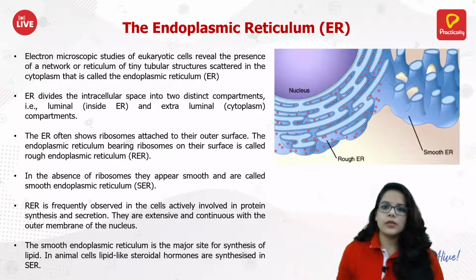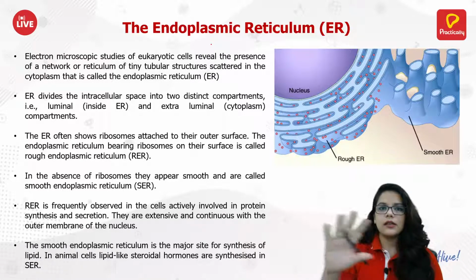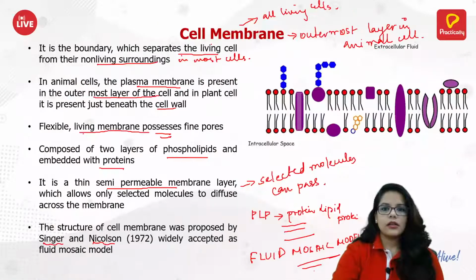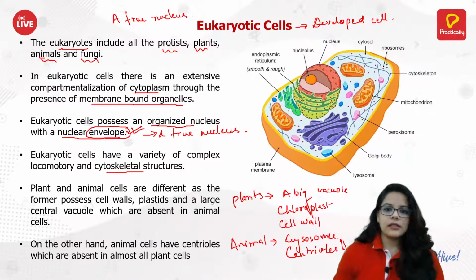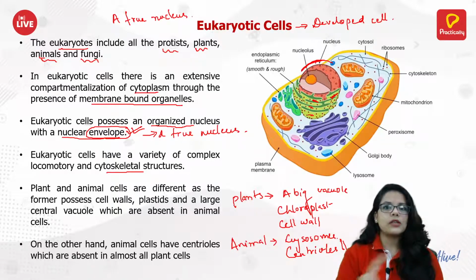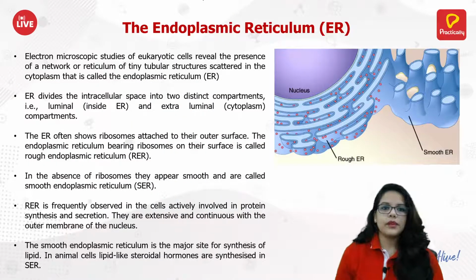So first we'll learn about the endoplasmic reticulum. The endoplasmic reticulum basically surrounds the nucleus. In a cell, this is how they surround the nucleus. If this is the nucleus, this green color portion is the endoplasmic reticulum. So it just surrounds the nucleus. These are actually very small structures, tiny tubular structures scattered in the cytoplasm.